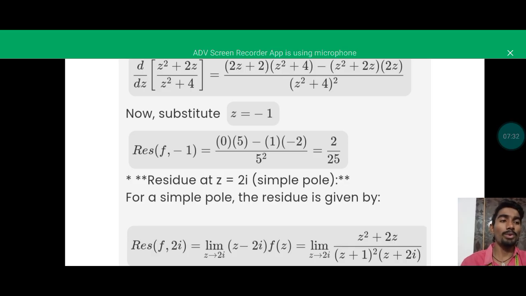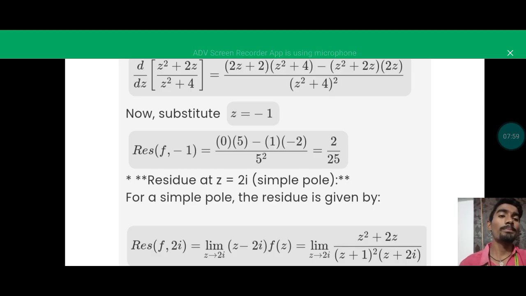And we will find the residue at the pole z equals minus 1. We will substitute z equals minus 1. Residue of f at minus 1 equals 0 into 5 minus 1 into minus 2 by 5 square. We find that the residue at the pole z equals minus 1 is 2 by 25.